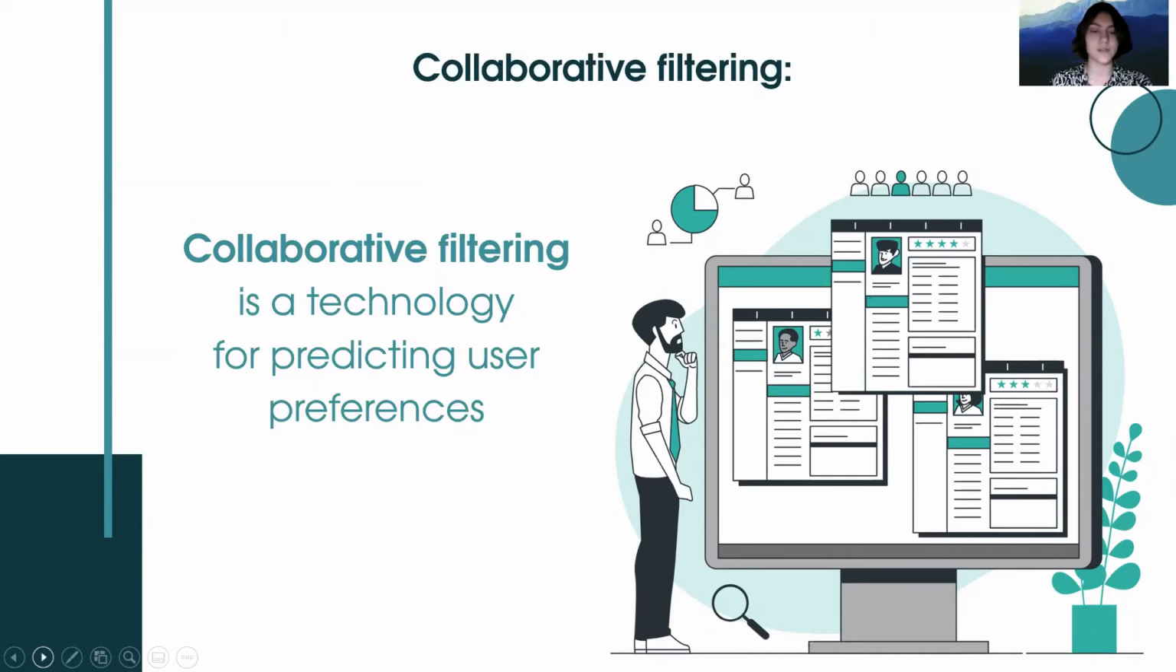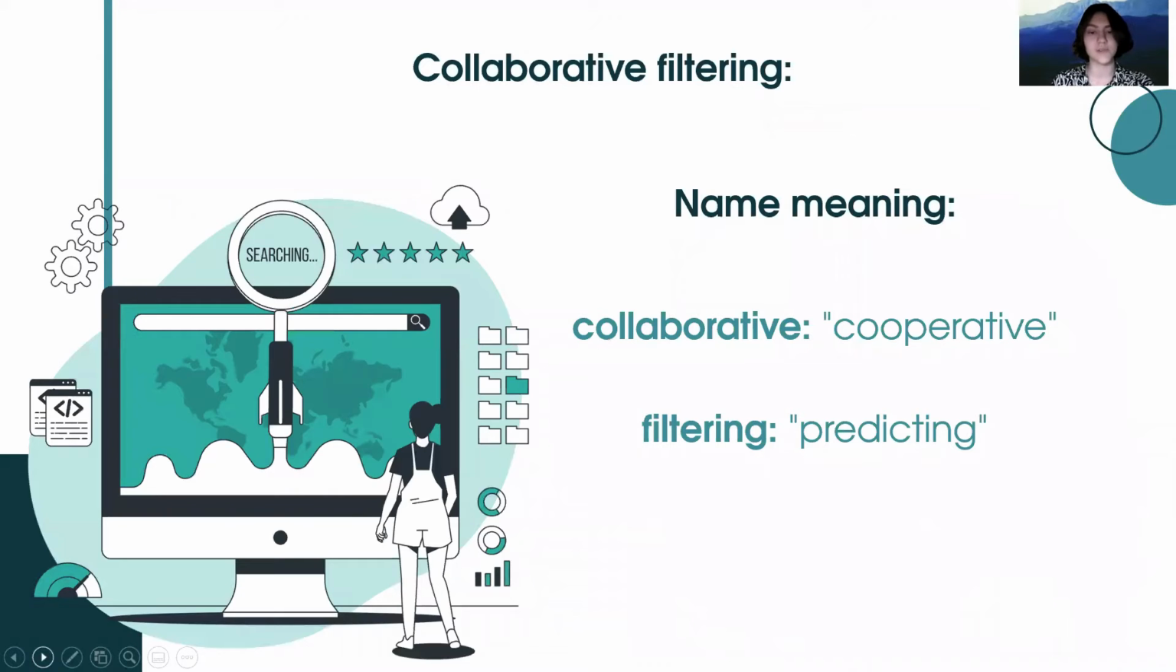On the next slide, you can see the meaning of the name, which many people are interested in. Collaborative here means cooperative, because the system compares users with each other. Filtering in this context means predicting. The system compares users to find similar users and predict the best products for them.